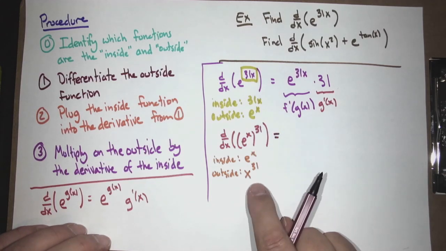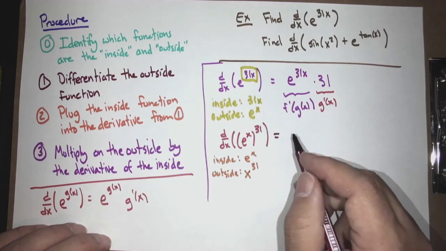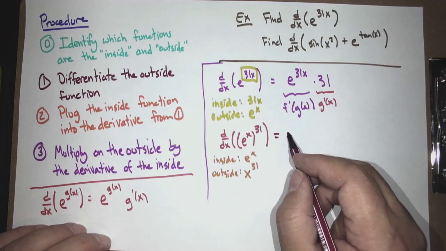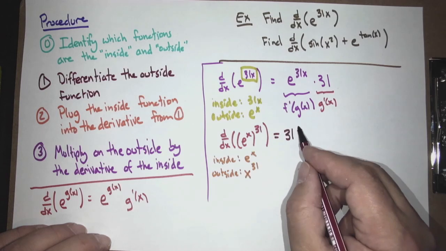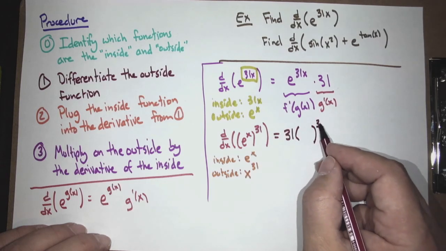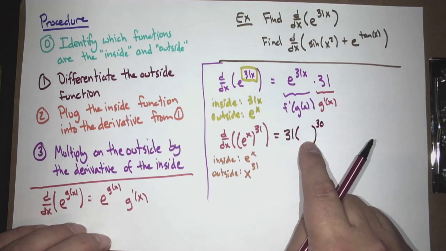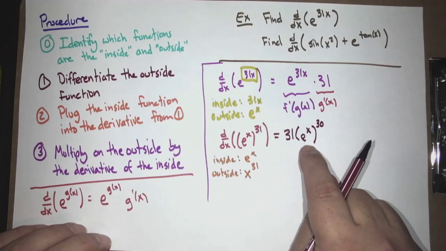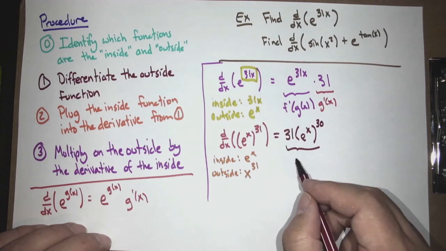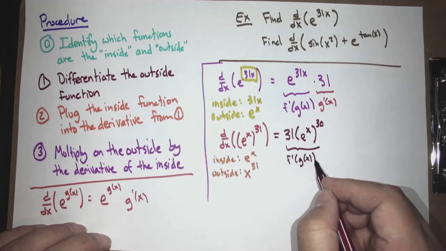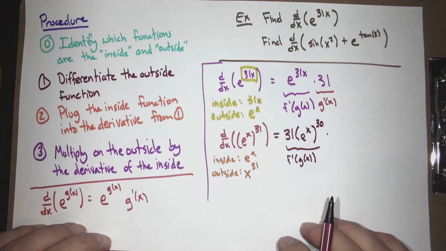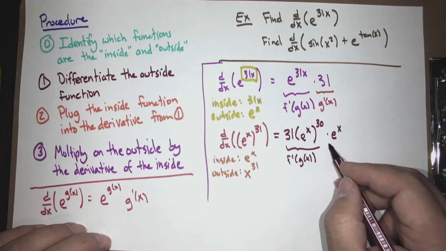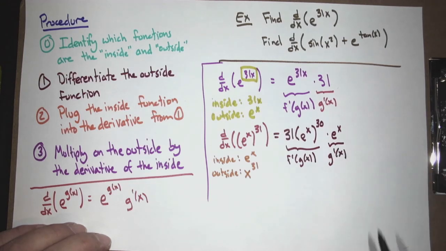Okay, so let's talk about what's the derivative of the outside function? What's the derivative of x to the power of 31? 31 x to the power 30. But we don't put x here. What do we put? E to the x. Why e to the x? Because that's the inside. So again, this is our f prime of g of x. What do we multiply it by? By e to the x. Why e to the x? Because that's the derivative of the inside.